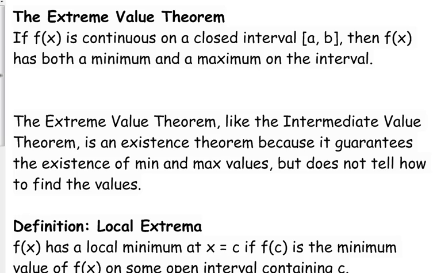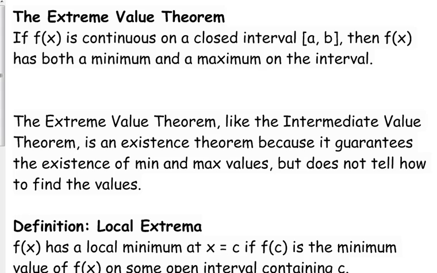If your function is continuous on a closed interval, it has to be a closed interval, okay? A and B must be both included, and this is why I'm nitpicky about parentheses versus brackets. If A and B did not have brackets, if they were open parentheses, then you would not consider the endpoints. Okay? So, if it's continuous on a closed interval, then the function has both a maximum and a minimum on the interval. Okay? Illustrated by that last picture on the previous slide.